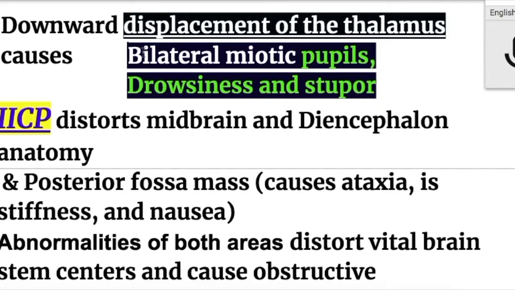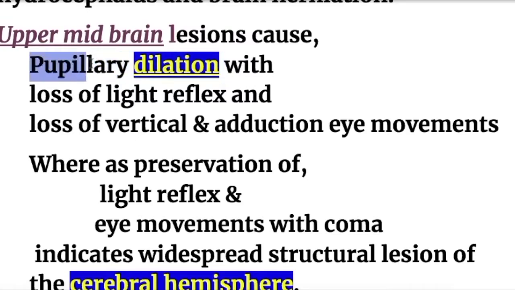the thalamus causes bilateral miotic pupil. But upper midbrain lesions cause pupillary dilatation because they interrupt fibers of the oculomotor nerve. The oculomotor nerve supplies the pupillary constriction, so interruption causes dilatation of the pupil because pupillodilator fibers are supplied by the sympathetic division from the superior sympathetic ganglia.